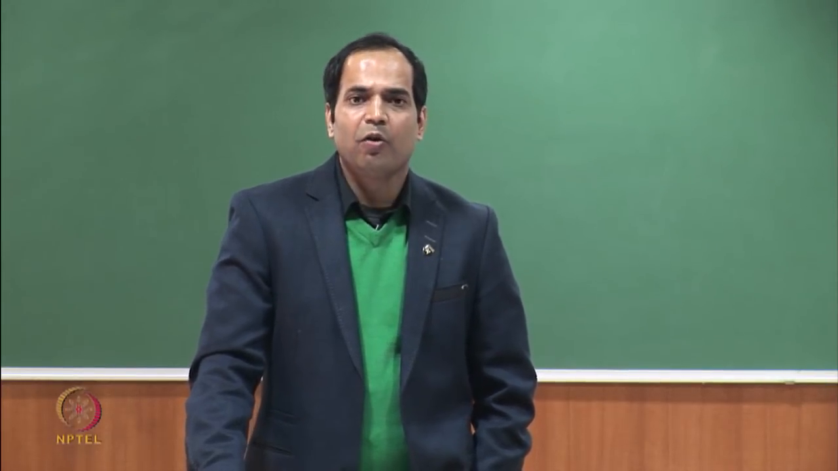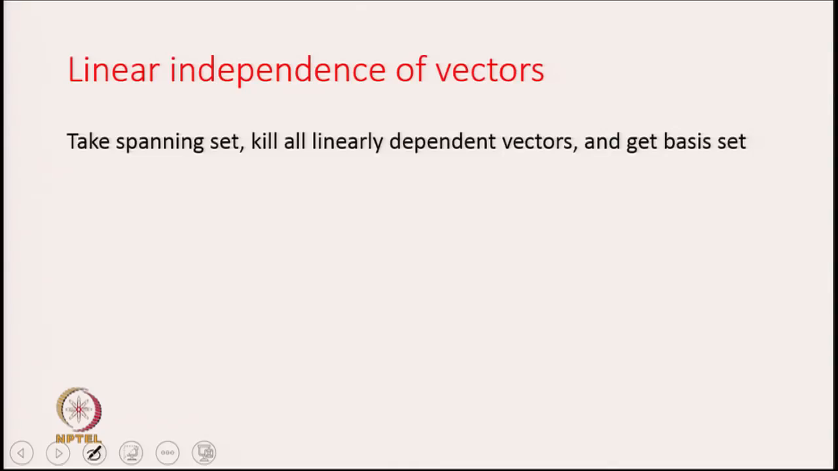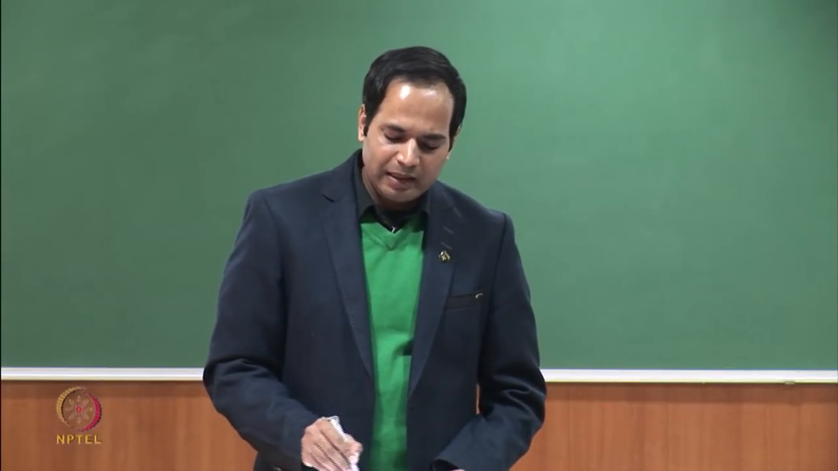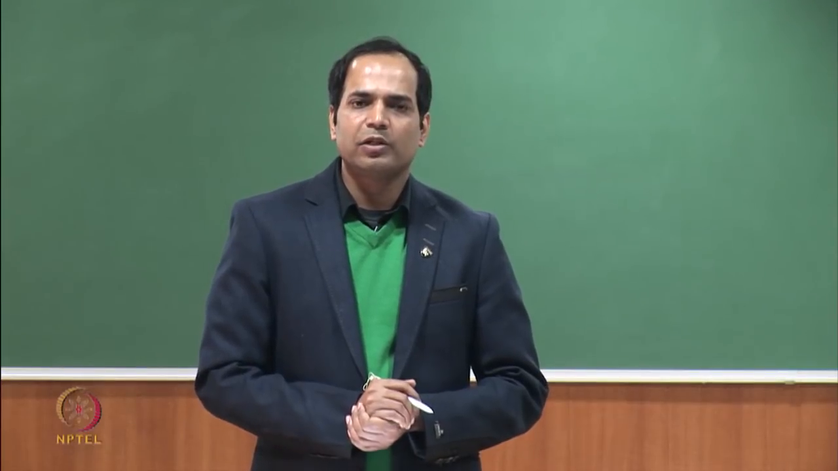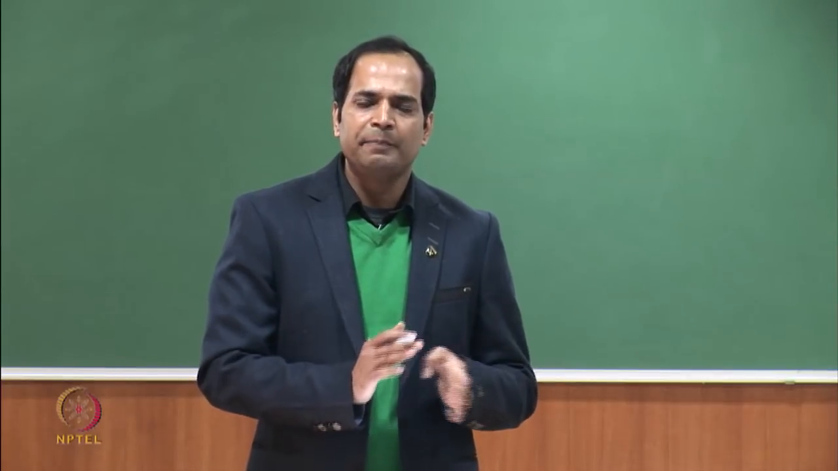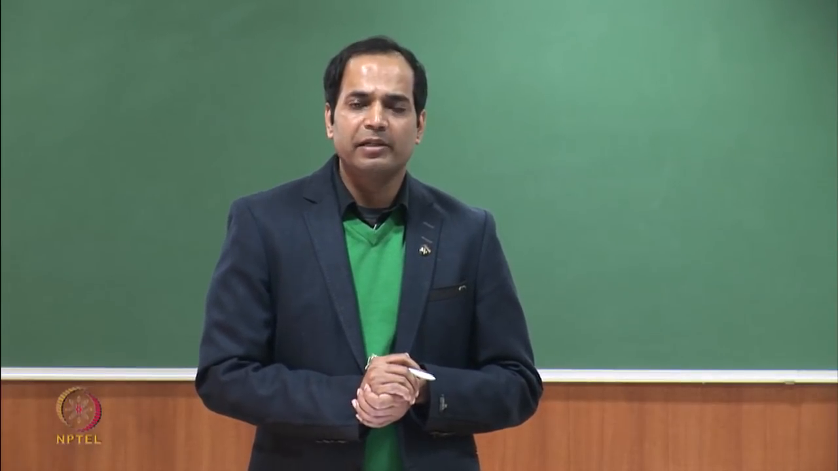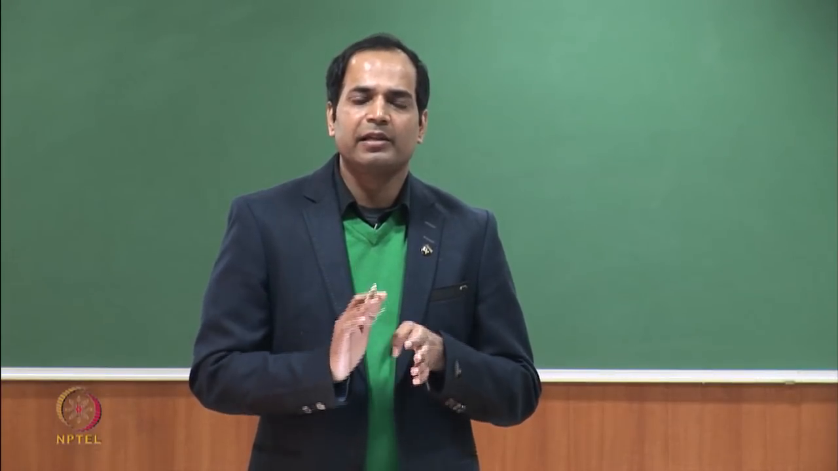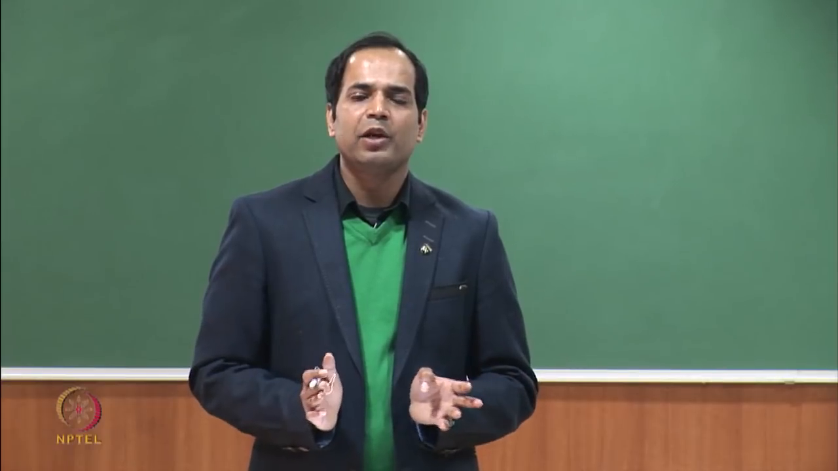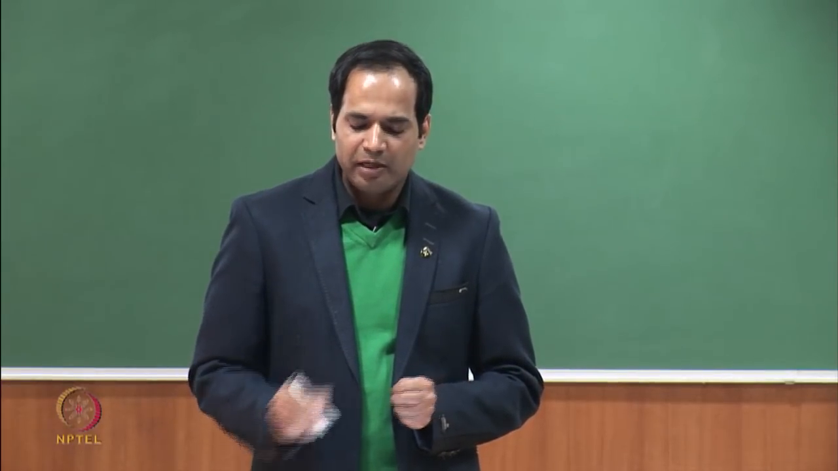So, this is the idea of what we call a basis set. You have a spanning set. Using the spanning set you were spanning the given vector space. Now, because some vectors were linearly dependent, you can start killing those linearly dependent vectors, and once you kill those linearly dependent vectors, what you end up with is a reduced set, and this reduced set is known as a basis set if there is no linear dependence between the vectors, and if this set is still able to span the complete vector space. Okay. So, we get a basis set.